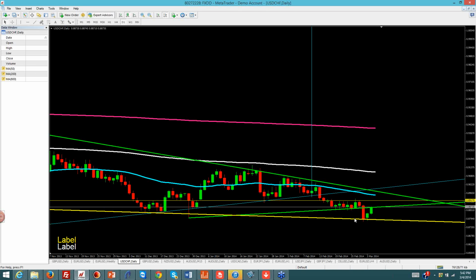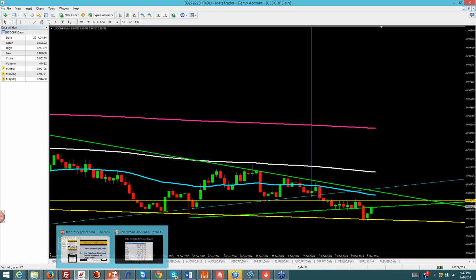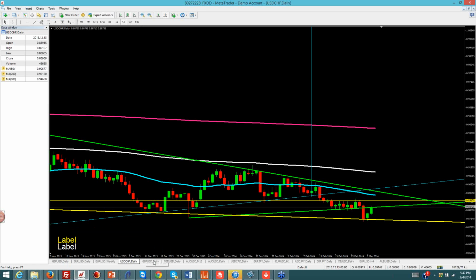We really have ambiguity here on the dollar Swiss. It's not extremely clear, and for that reason, we can't choose a bias because there's no greater probability of price moving up or moving down. So we've got to be careful for that.